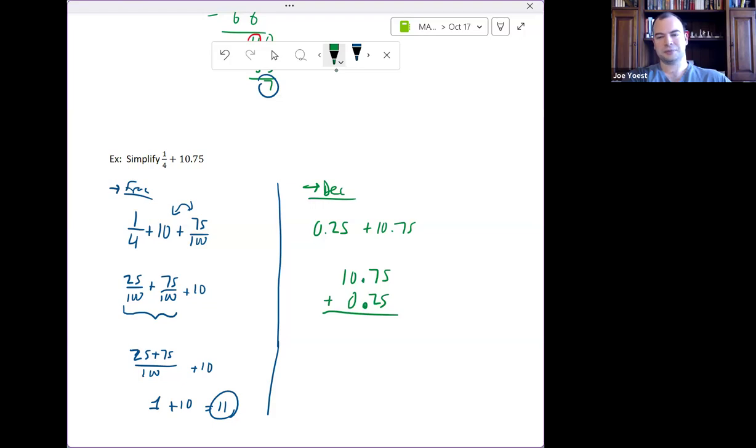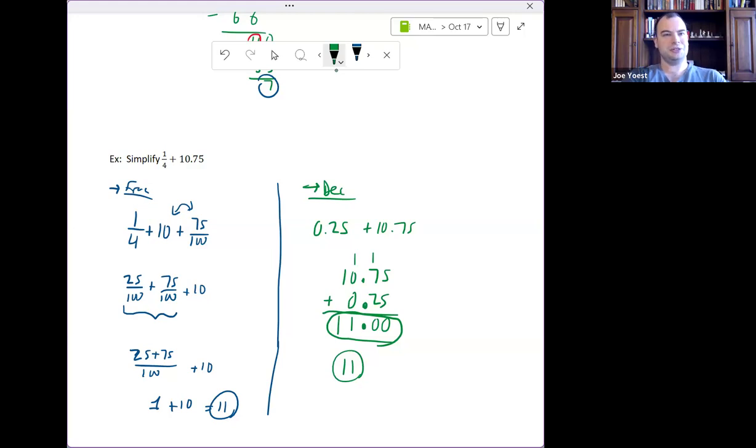5 plus 5 is 10, write the 0, carry the 1. 7 plus 2 is 9, plus 1 is 10, write the 0, carry the 1. Bring your decimal point down. 1 plus 0 plus 0 is 1. So we get 11.00, or just 11. So maybe in some problems, it's a little easier to convert everything to decimals and carry out the simplification there.